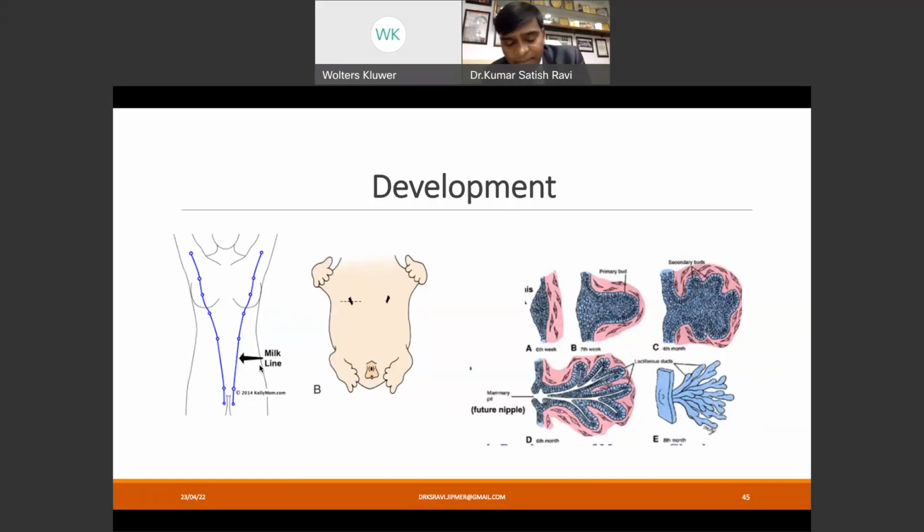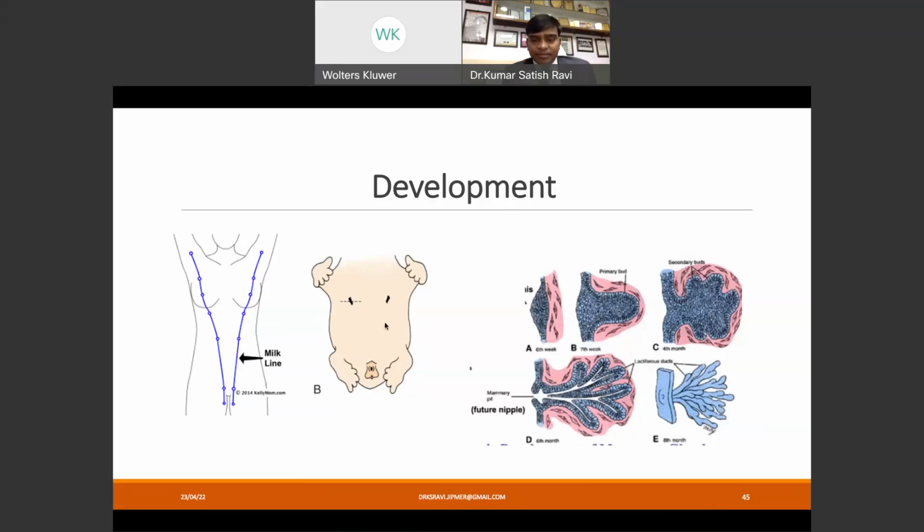But what happens is that it disappears over most of its extent, and only in the pectoral region will it persist. Now, this gland is ectodermal in origin, whereas the stroma will be mesodermal in origin. Now the persisting part of the mammary ridge, as you can see in this diagram, is converted into a mammillary bud.